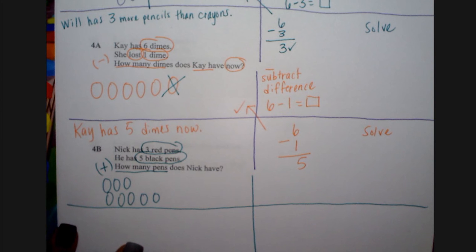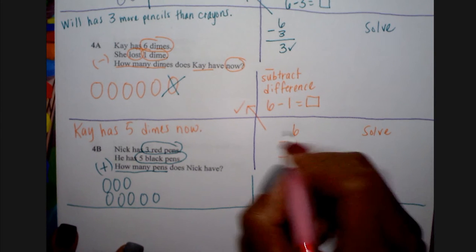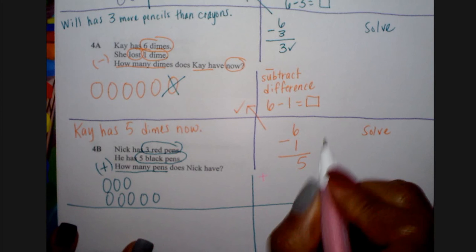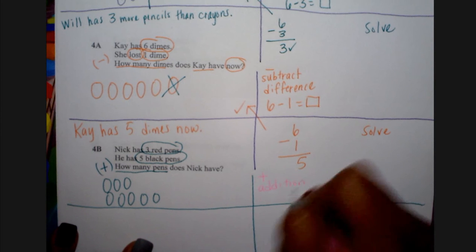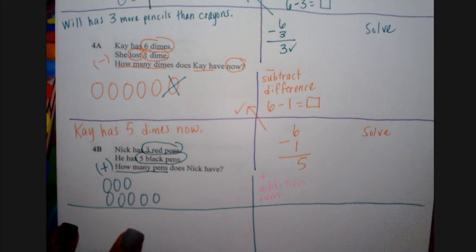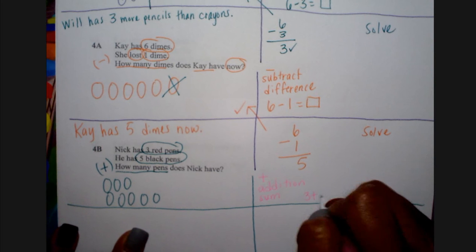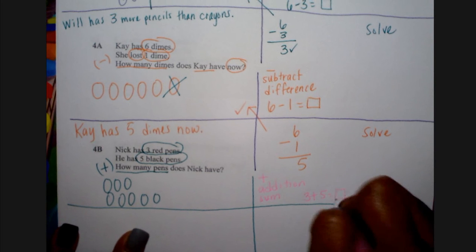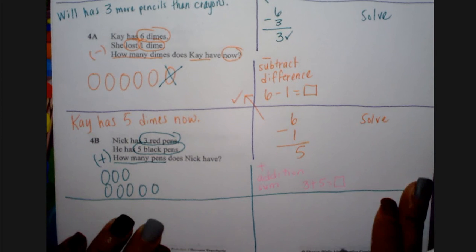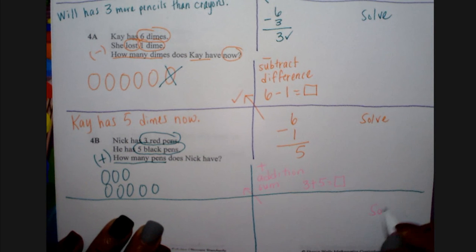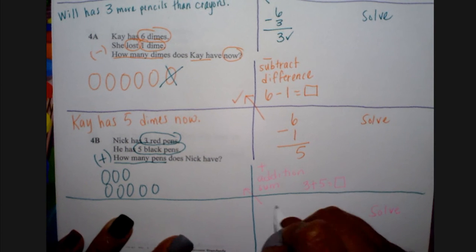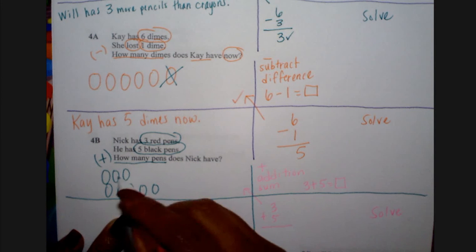Okay. Now we are going to add. When we add, we are finding our sum. And our equation is 3 plus 5 equals solution box. Again, we're going to solve, and it should match our picture. So 3 plus 5 equals 1, 2, 3, 4, 5, 6, 7, 8.